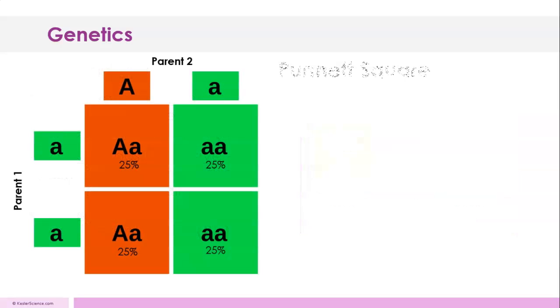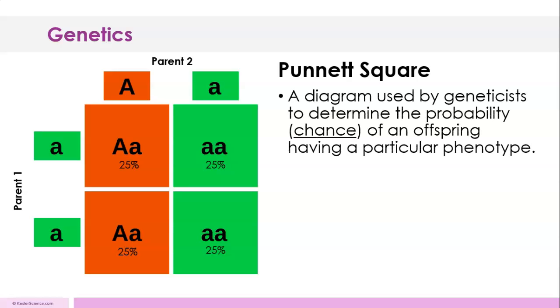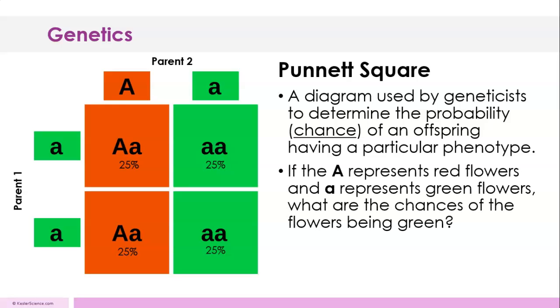All right, so ladies and gentlemen, the last little bit that we're going to look at here is just a quick review of what a Punnett square is. We know it's a diagram that can be used to determine the probability or the chance of an offspring having a particular phenotype, or really even a particular genotype we can determine as well with a Punnett square. So here we have a capital A representing red flowers and a lowercase a representing green flowers. So what is the chance or the probability of the flowers being green?